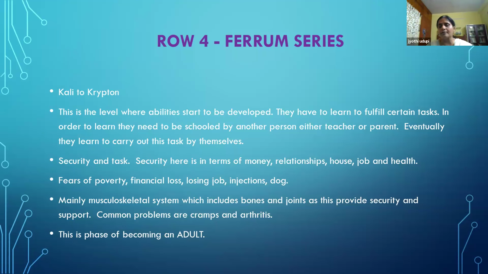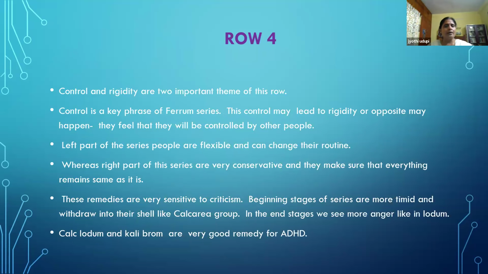Whenever we prescribe or think of Lac equinum, horse milk, if you have a very good knowledge of row 4, you can pick Lac equinum very easily. I think you will learn how to differentiate mineral remedies and Lac equinum in the upcoming sessions. In row 4, control and rigidity are two important themes. That is why Calcarea fluor and Calcarea phos are so often used remedies in our clinics.